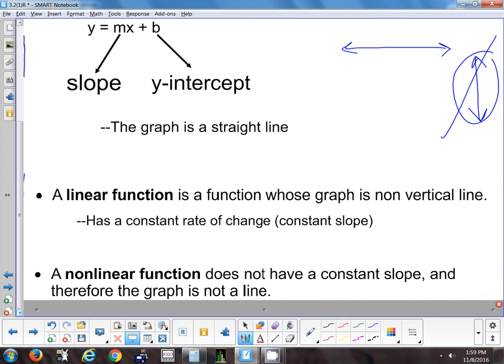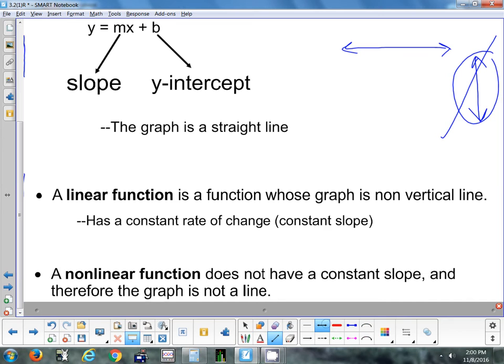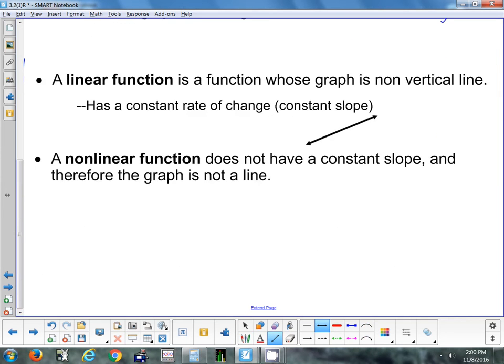Next thing. Like Mr. Hager just said, a nonlinear function means it's not a straight line, all right? Then it does not have a constant slope, so that rate of change is not the same, and therefore the graph is not a line.